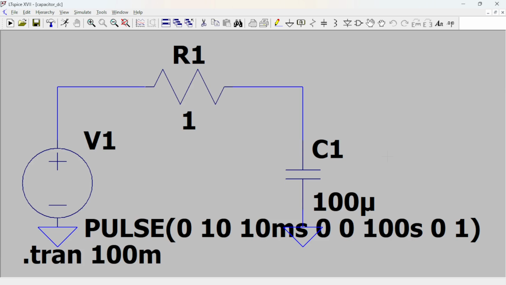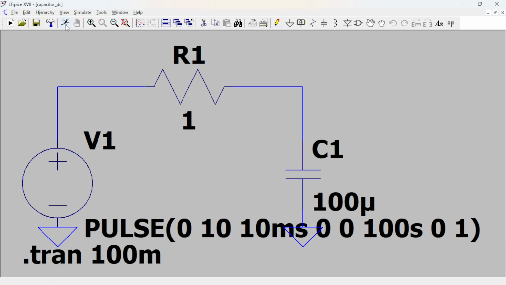Today we're going to talk about the capacitor, how it behaves in DC and how it behaves in AC. So let's start with DC. Here I have a circuit in LT Spice. My voltage source is a pulse, but it's just going from 0 to 10 and stays there, so it's basically a DC voltage source. I have a resistor of 1 ohm and a capacitor of 100 microfarads.